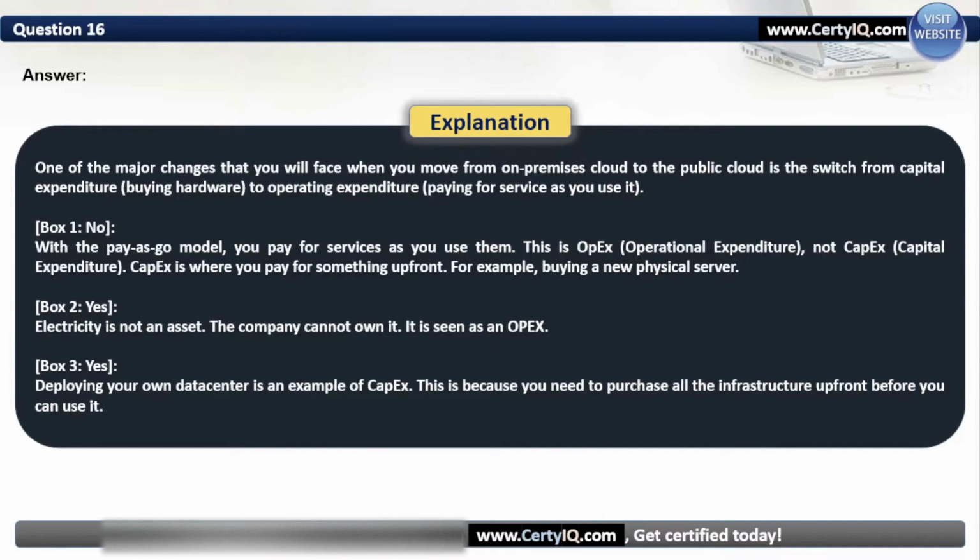About box 2, electricity is not an asset. The company cannot own it. It is seen as an OPEX. About box 3, deploying your own data center is an example of CAPEX. This is because you need to purchase all the infrastructure upfront before you can use it.